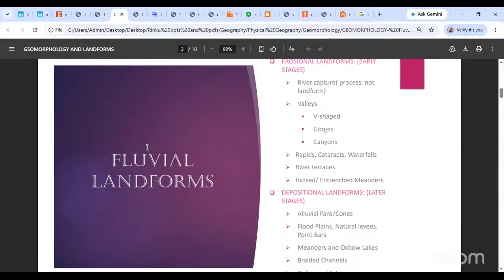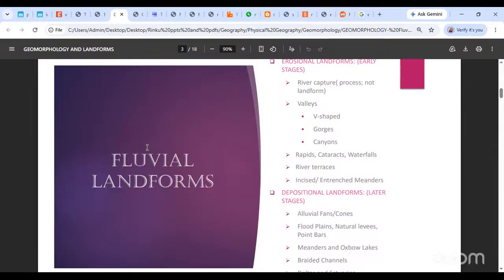Okay, so now the erosional landforms in the early stages, we are looking at those. We are saying river capture. First is river capture. River capture is not a landform, it's a proper process. Let me remind you, it's a proper process over here, but we need to understand it because it happens in the earlier stages of the river. Usually where the river begins, where the head stream of the river is, there you usually find this river capture.